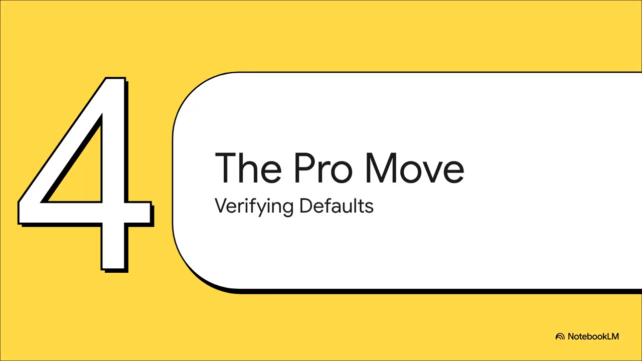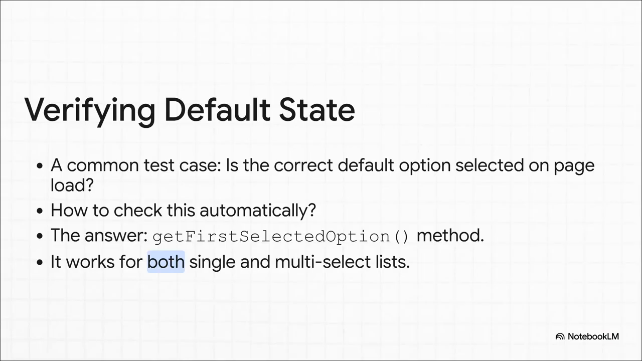So mastering selecting and deselecting is huge, but let's kick it up a notch with a real pro move. Let's talk about one of the most common and powerful test cases, making sure the correct default options are selected when a page first loads. I mean, just think about it. When a user lands on a form, is company size already selected like it's supposed to be? Checking that by hand every time is tedious. Automating it? That's a rock-solid test. The secret weapon here is a fantastic little method called getFirstSelectedOption. And the best part? It works on both single and multi-select lists.